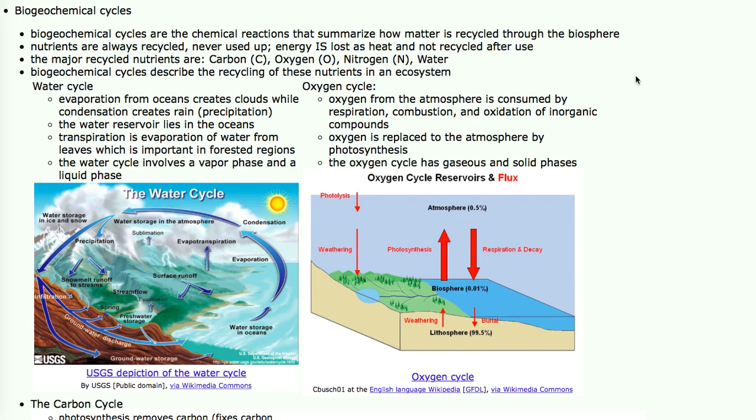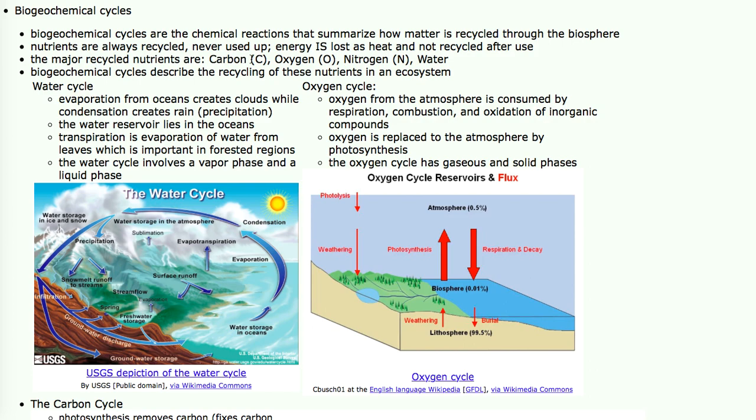It's time to talk about the biogeochemical cycles. Biogeochemical cycles are the chemical reactions that summarize how matter is recycled through the biosphere. Remember, energy is never recycled. It's always either stored or it's used up and lost as heat, but it's not recycled.